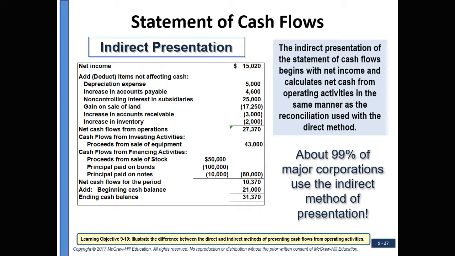Approximately 99% of major corporations use the indirect method of presentation, even though the direct method is the one GAAP says is preferred. You can choose to use either. They just like the other one better.